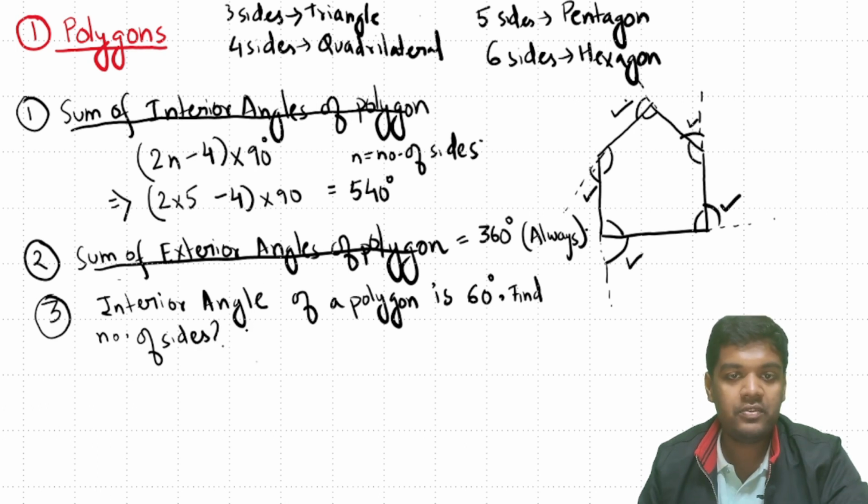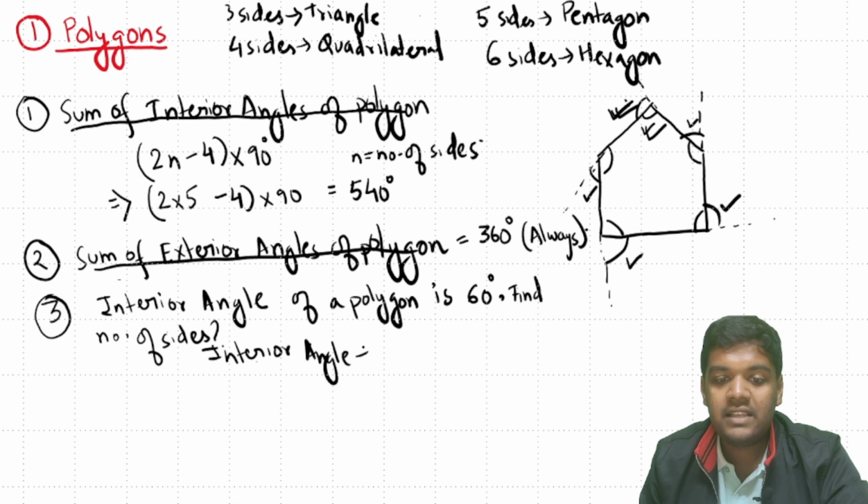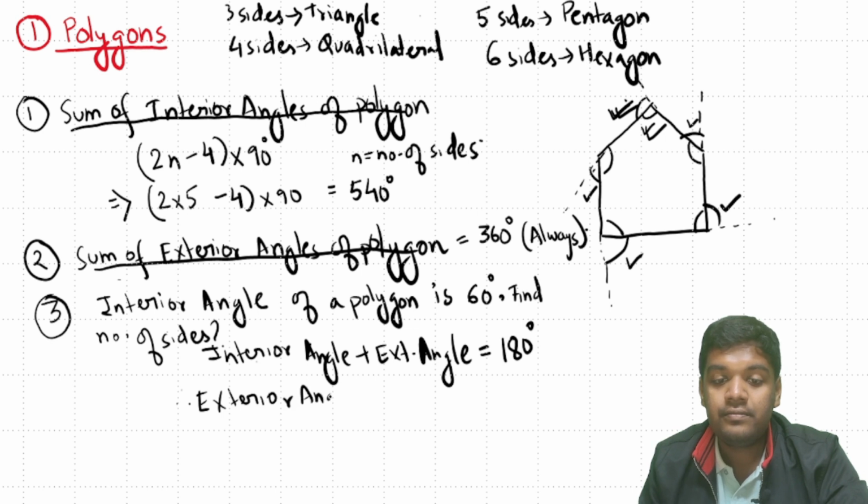So in order to solve this type of question, we have to be aware of one simple property. If you see clearly, here the interior angle and the exterior angle lie on a straight line. So interior angle plus exterior angle of a polygon is equals to 180 degrees. So in this question, if we are given that the interior angle of a polygon is 60 degrees, therefore exterior angle will be 180 minus 60 degrees, which is nothing but 120 degrees.